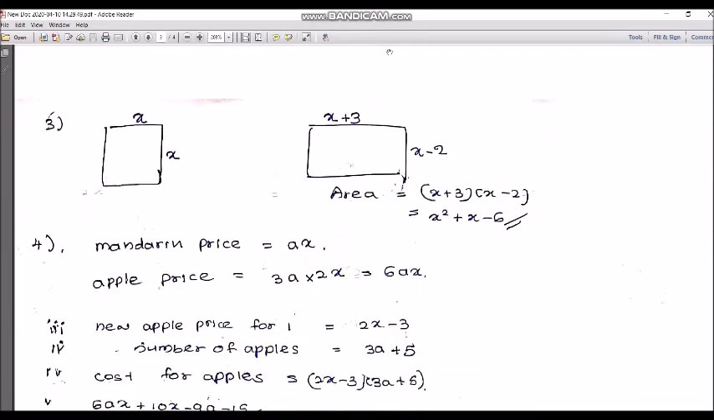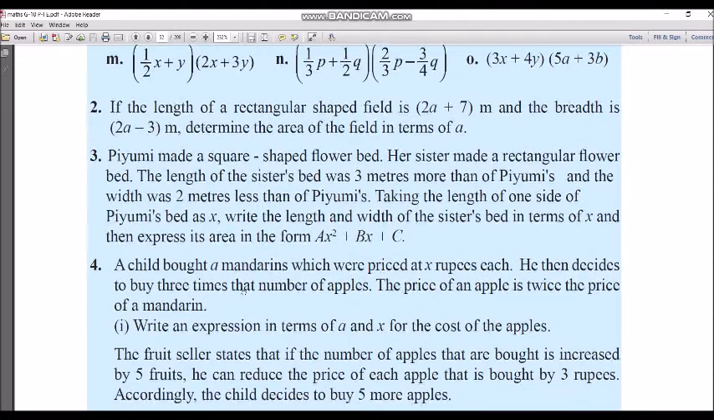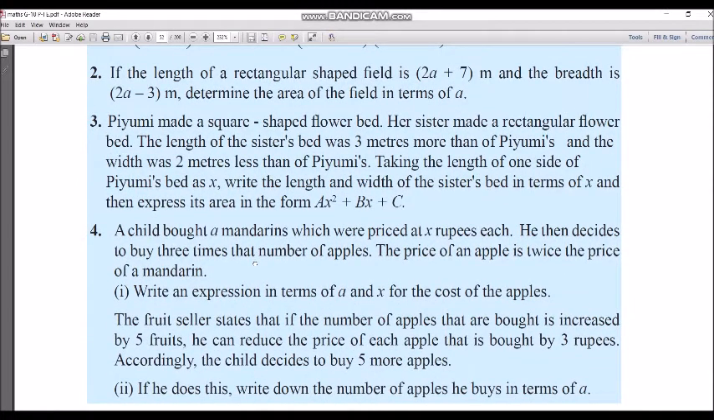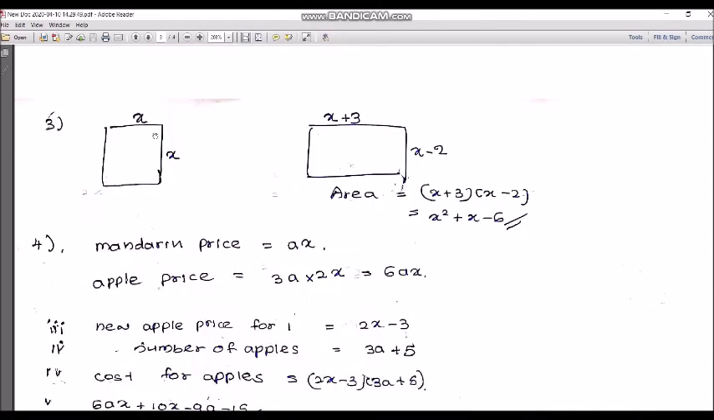And in the third question it says, we made a square shaped flower bed, and the sister made a rectangular flower bed. The length of her sister's bed was 3 meters more than Pumi's. So Pumi's one is a square, length and breadth the same, x. Sister's length is more by 3, so x plus 3, but its breadth is less by 2 meters. So if Pumi's breadth is x, then sister's is x minus 2.